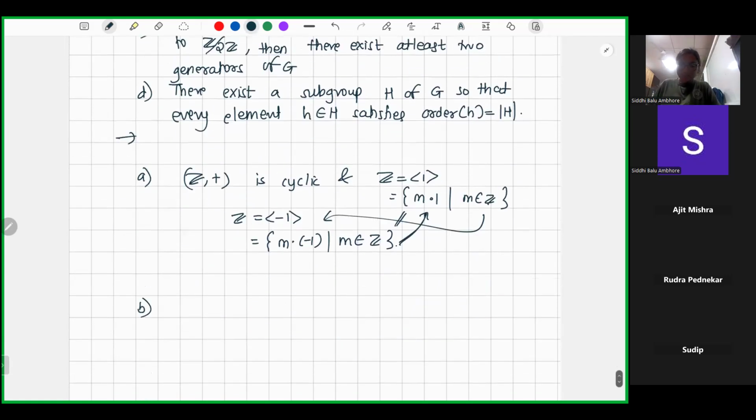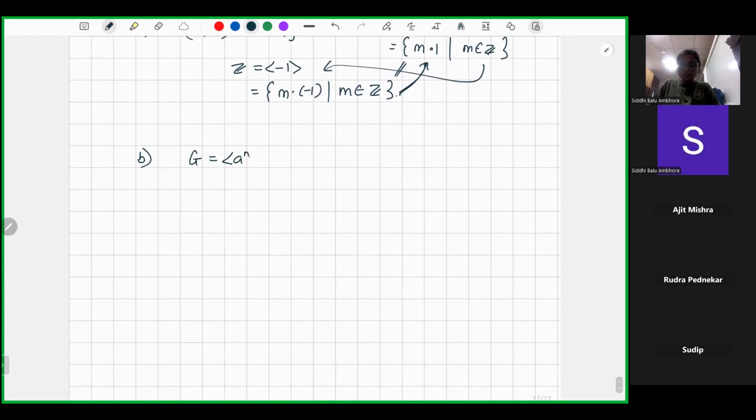So now, let me write this properly. G is now infinite. Suppose G is generated by a, where a power n is not equal to 1 for any n in natural numbers. Every element of this G is of this form, and a inverse also definitely generates this. If an element generates a subgroup, its inverse also generates that subgroup.